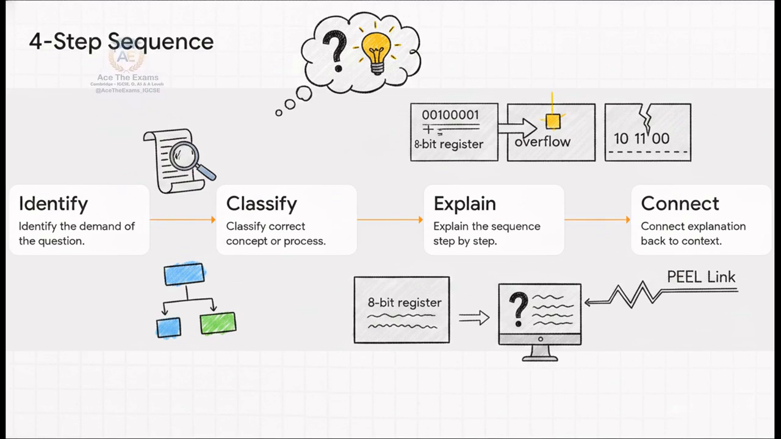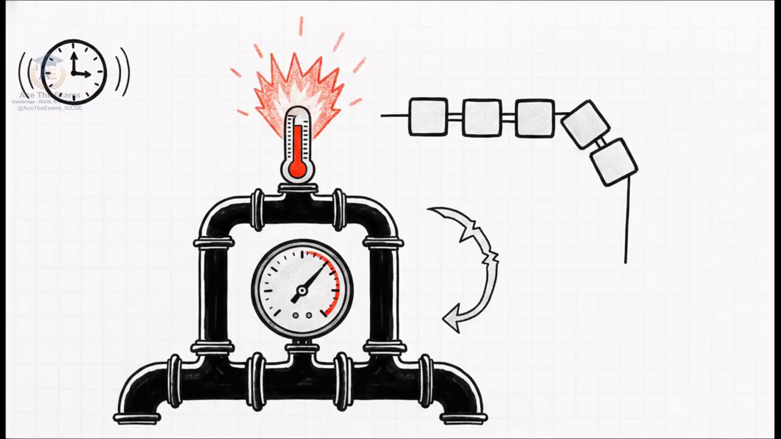Step 4, connect it back. This is where your PEL link comes in to save the day. Connect that corrupted data directly back to the real-world scenario given in the question. If you panic and jump forwards and backwards in the sequence, the examiner completely loses the thread of your logic, and you lose those precious marks. Always, always remember that generic, copy-pasted textbook responses rarely gain full marks. If the exam paper gives you a highly specific context, let's say an industrial monitoring system, your entire explanation must stay locked tightly inside that specific context.